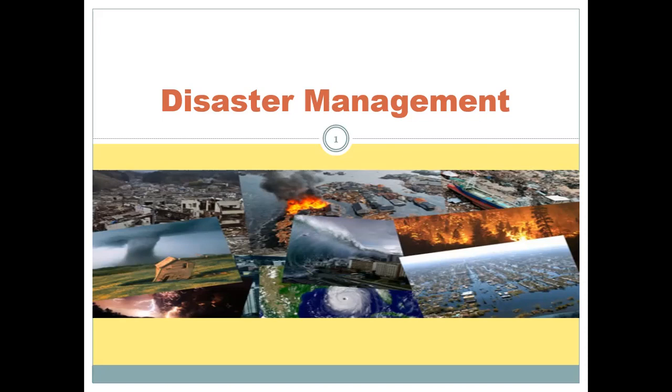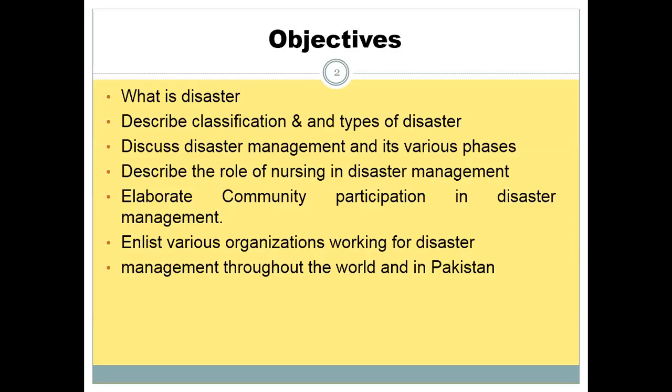So coming to the objectives of this lecture, we will be looking at the definition, like what is disaster, and the classification and types of disaster. We will discuss the management and its various phases. We will describe roles of nursing in disaster management. I would like to add a few points: aside from nursing, we'll see what can be the role of a general person and the hospital team to minimize the effects of damages to the affected ones as much as possible. Coming to the objectives, we will also enlist various organizations working for disaster management throughout the world and in Pakistan.